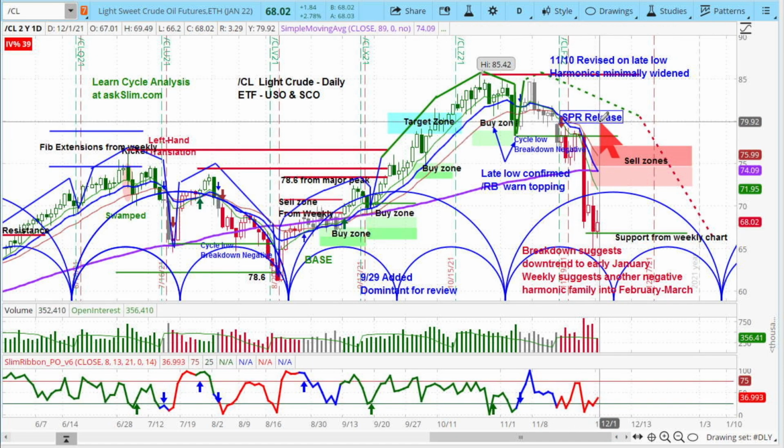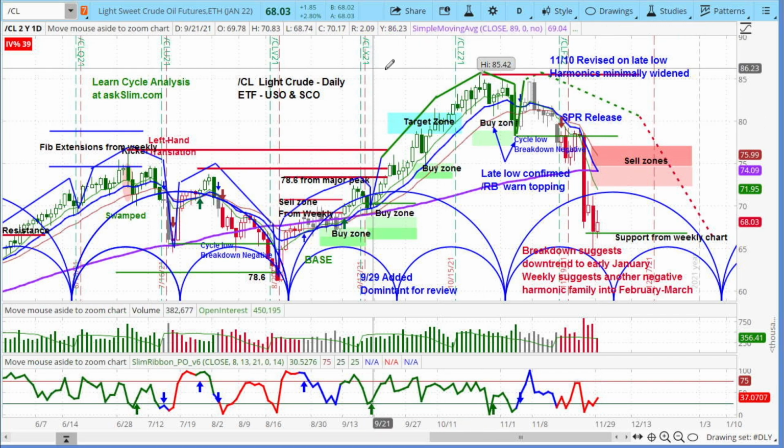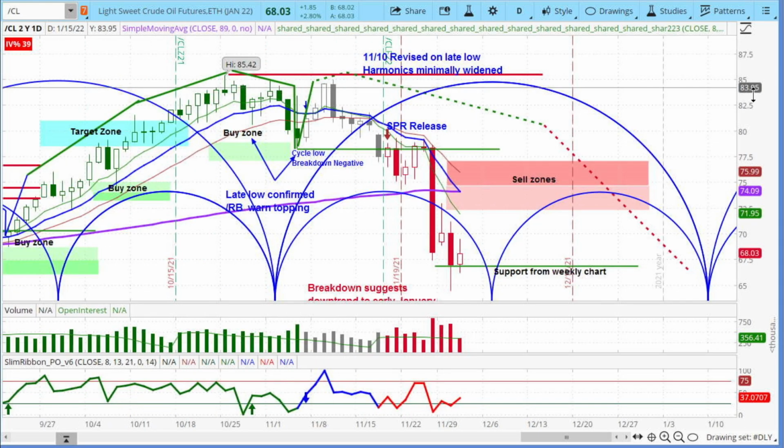That SPR release was just a coincident news item that came out and really did not cause this to happen. It certainly was by the change of tone that was coming out of the Fed, and then the big break that came when it was very clear that we have a new variant in COVID-19 that nobody knows about.